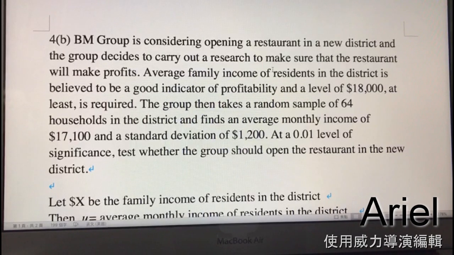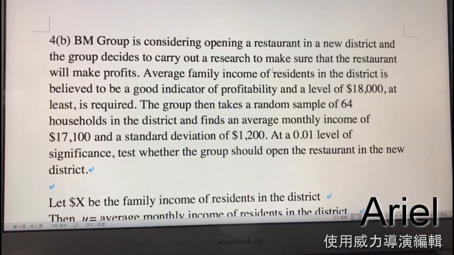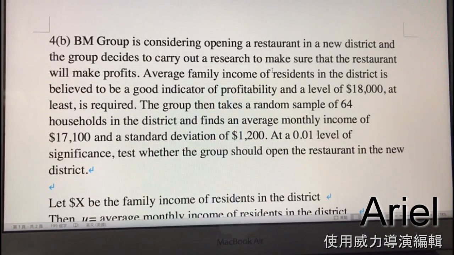I'm going to present question 4b for Mod 2. BM Group is considering opening a restaurant in a district, and the group decides to carry out a research to make sure that the restaurant will make profits. Average family income of residents in the district is believed to be a good indicator of profitability, and a level of 18,000 at least is required.